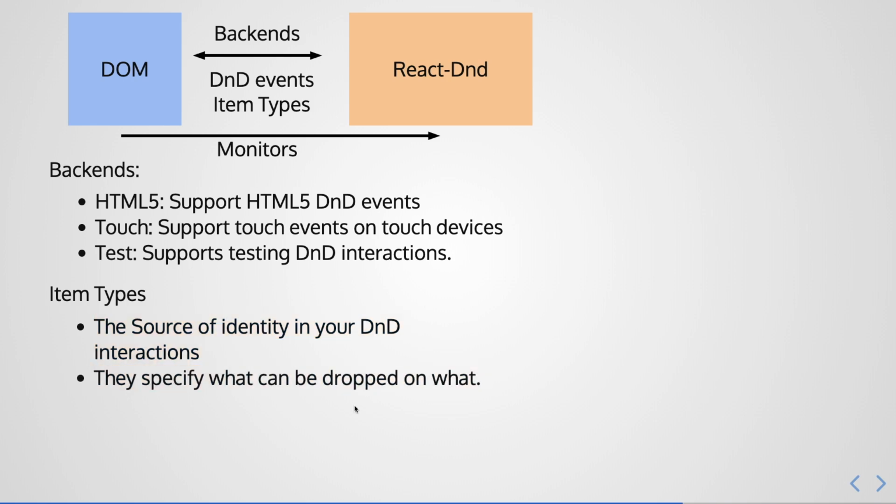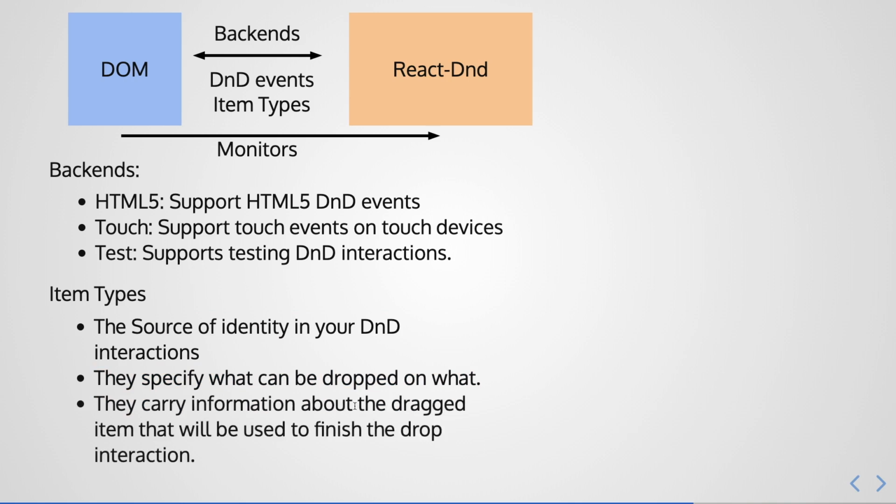They also specify, like I just mentioned, what can be dropped on what, and they carry information about the item that's being dragged. I will show you that as well. Sometimes, for example, if you want to drag a component, you want to pass into that item some kind of a prop that comes from that component, which we'll be using shortly. And that item prop that you just passed in, you can have access to it on the other end where you get that item, or where it gets dropped, and you can use that prop to actually do other stuff.